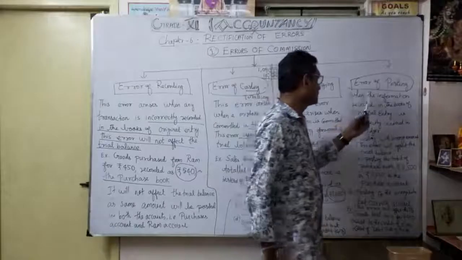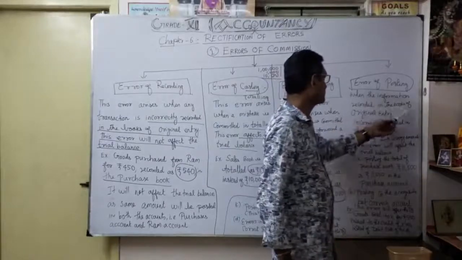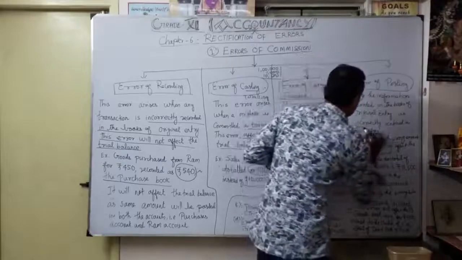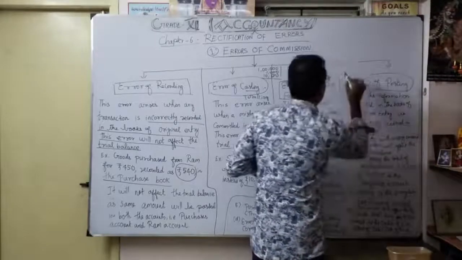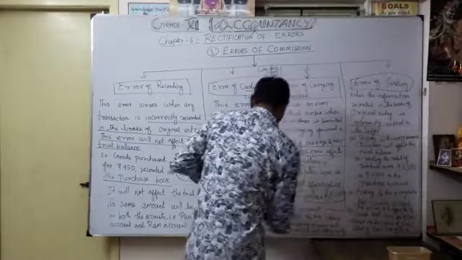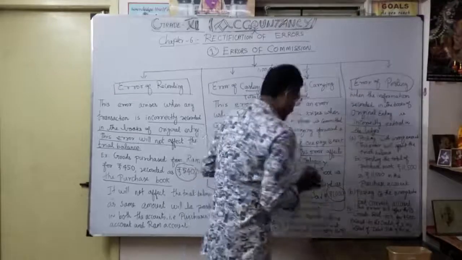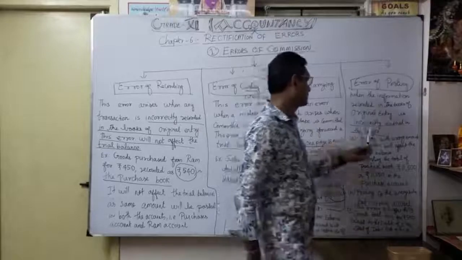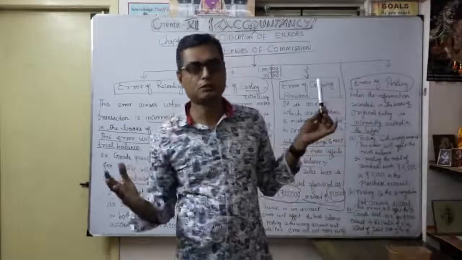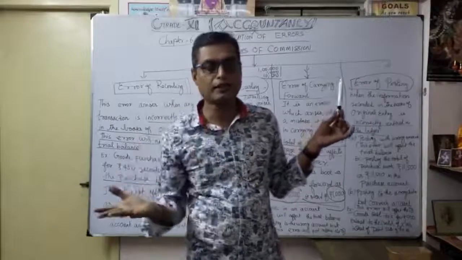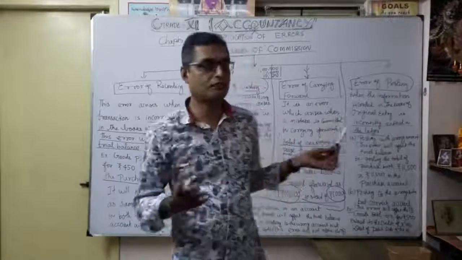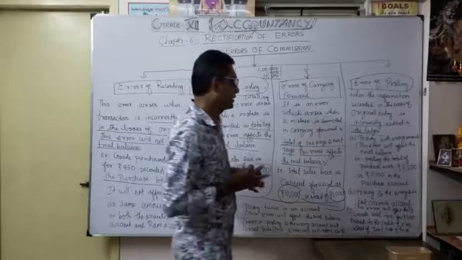See, when the information recorded in the books of original entry is incorrectly entered in the ledger. Whatever journal entry you have, when you go for the posting, you may enter it in a wrong way, maybe on the wrong side or in the wrong account. We will discuss that now one by one. See how it will come.